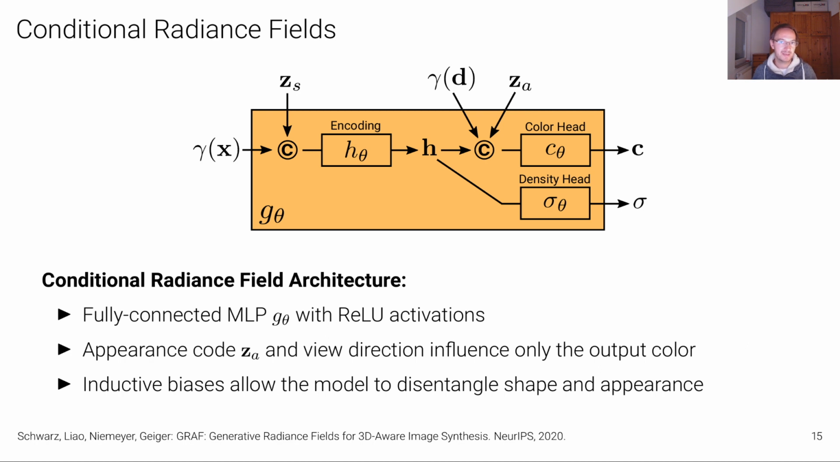This GRAF model has two inductive biases. The first inductive bias is that we force the entire generation process of the image, unlike StyleGAN, through a 3D representation. And the second is that we use specialized architectures which have inductive biases to disentangle the latent properties that underlie the 3D scene.